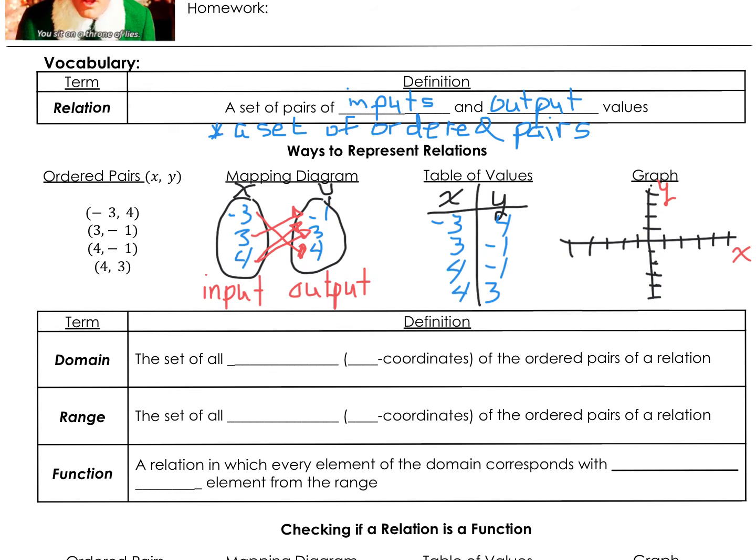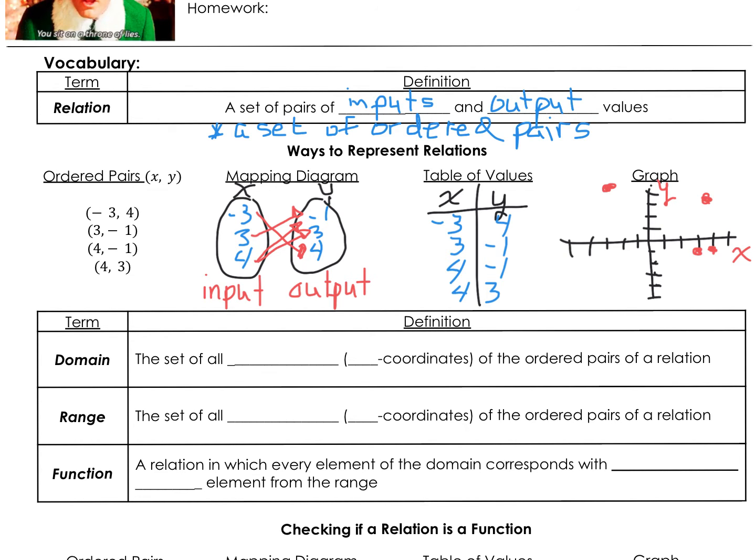So if I plot -3, 4, I'm going to go to the left 3 and up 4. So about right there. And then 3, -1, I'm going to go right 3 and down 1. And then 4, -1, I'm going to go right 4 and down 1. So those are next to each other. And then 4, 3, I'm going to go right 4 and up 1, 2, 3, kind of about there. Okay, so we're going to leave that for a minute, and we're going to talk about domain, range, and function.